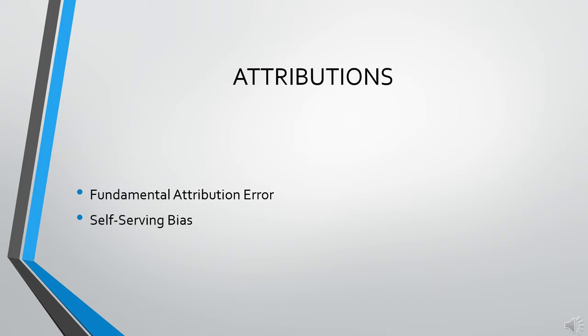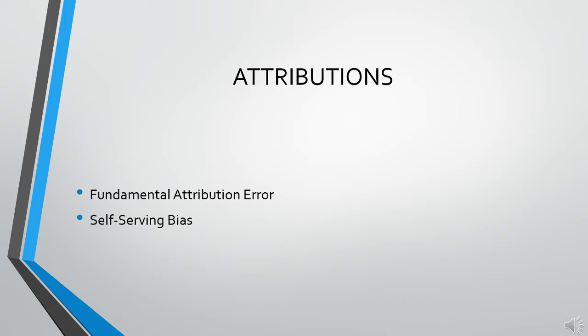Attributions. Attributions are judgments about what caused a person's behavior, either characteristics of the person or the situation. An internal attribution says characteristics of the individual caused the person to behave in a certain way, whereas an external attribution places the cause on aspects of the situation.